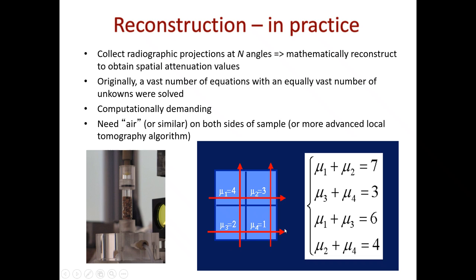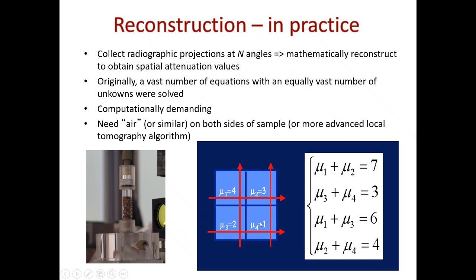As I'm passing through, the attenuation through these two is mu3 plus mu4 equals 3. I have e to the minus something, but you can simplify it to this. Mu3 plus mu1 is 4, and that's what you're measuring here when you get an image going through. You get 6 and 4 for this projection. This projection is 7 and 3.